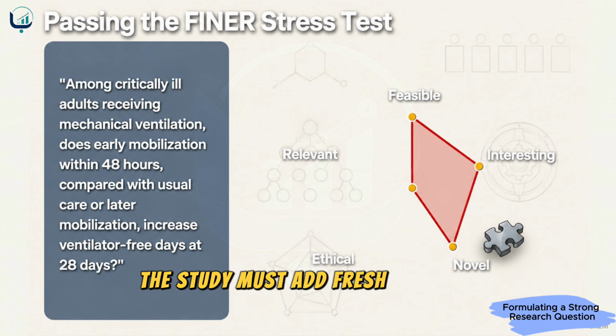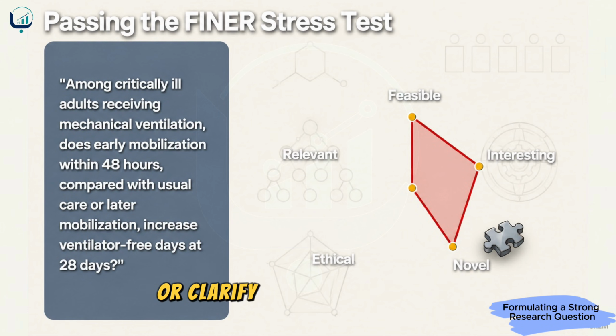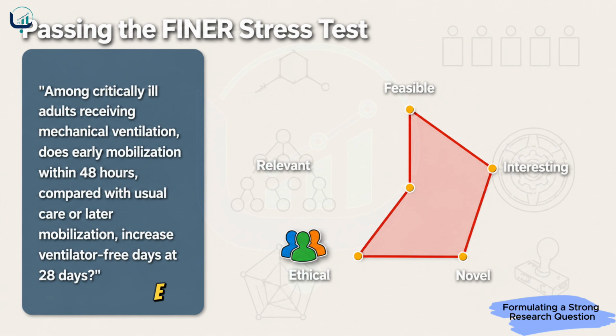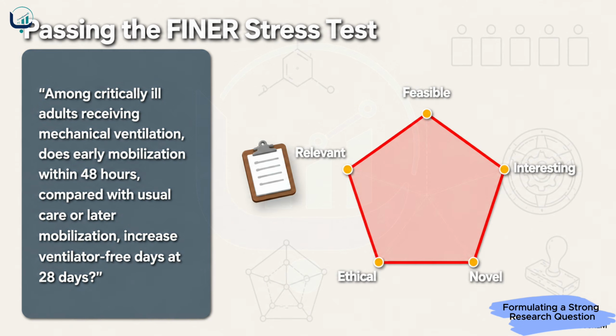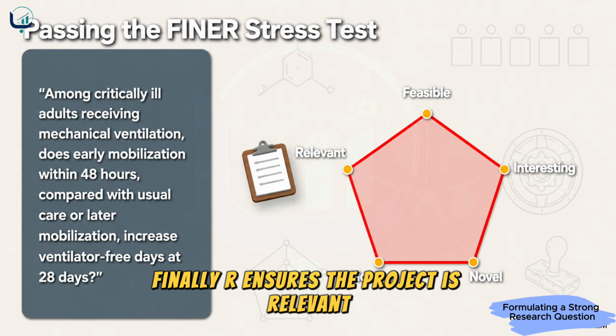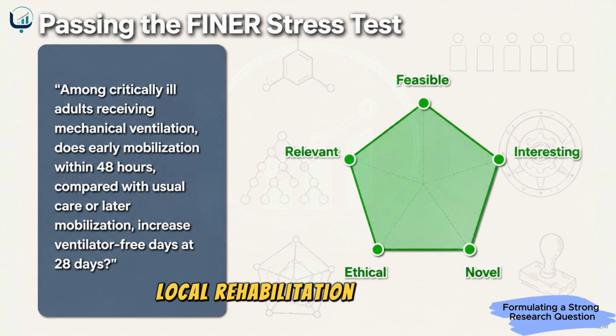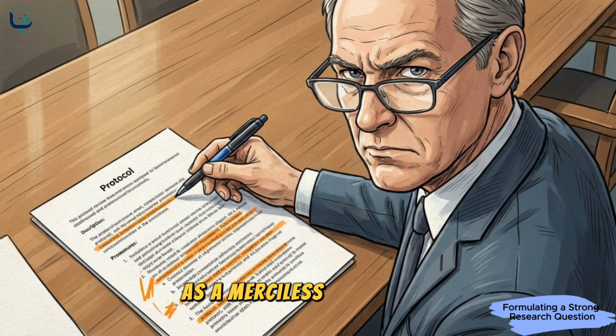The study must add fresh value to the literature or clarify conflicting evidence, rather than just echoing established facts. E dictates the inquiry is ethical. You must confirm patient safety is protected and informed consent is achievable. Finally, R ensures the project is relevant. The final data must have a legitimate chance to influence local rehabilitation protocols or guide future trials. FINER acts as a merciless gatekeeper. It ensures your time, energy, and institutional funding are only committed to projects capable of surviving peer review.